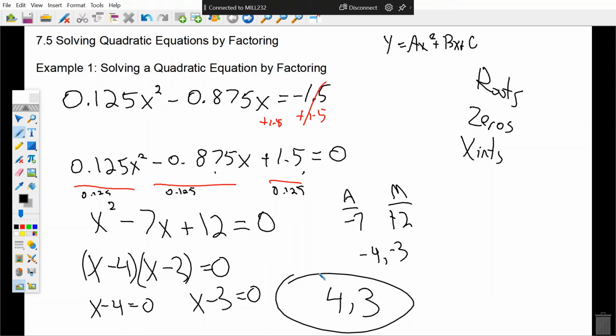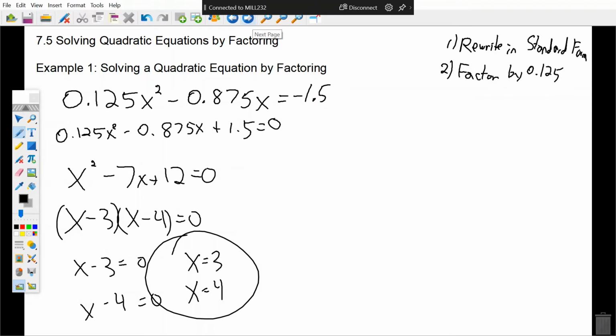So once again, we took a question that looked really bad at the start. We got it into standard form. We were able to divide all of them by 0.125. That got us to a manageable trinomial, which we were able to factor, solved for both of our x's, and got our answer. So we have two more.